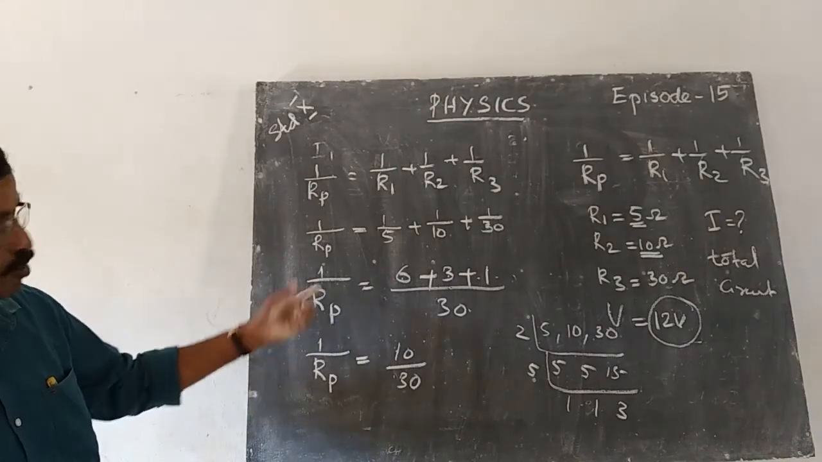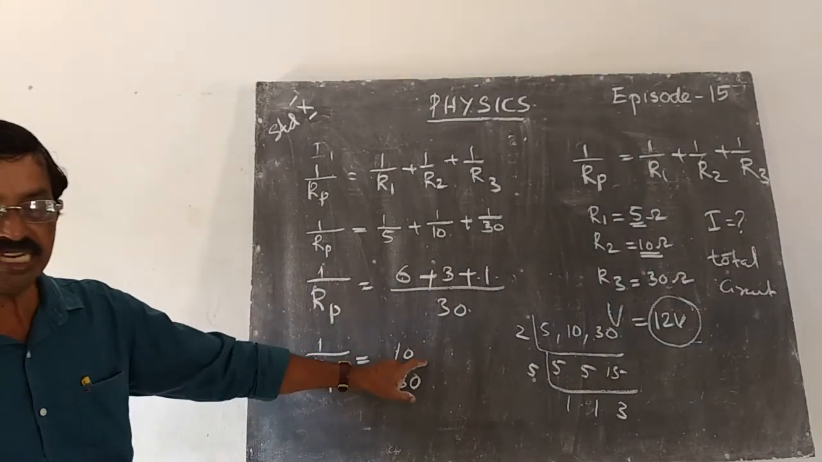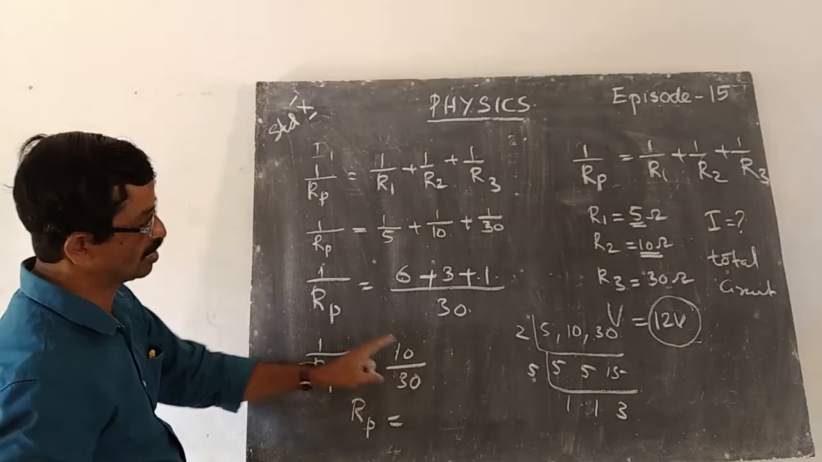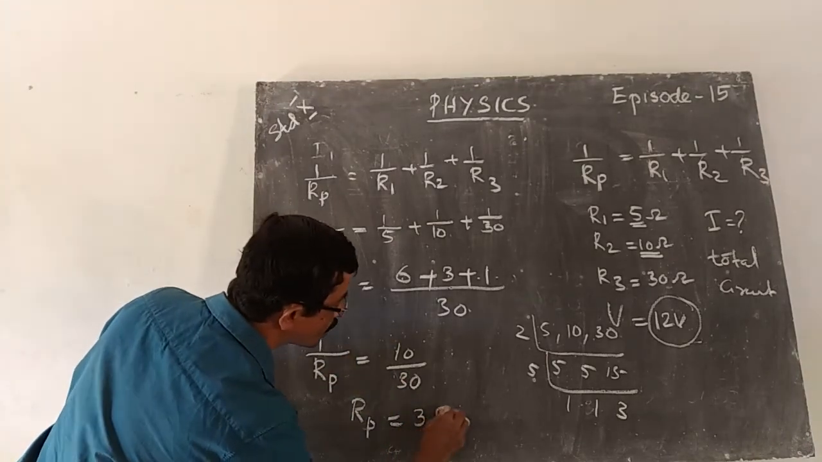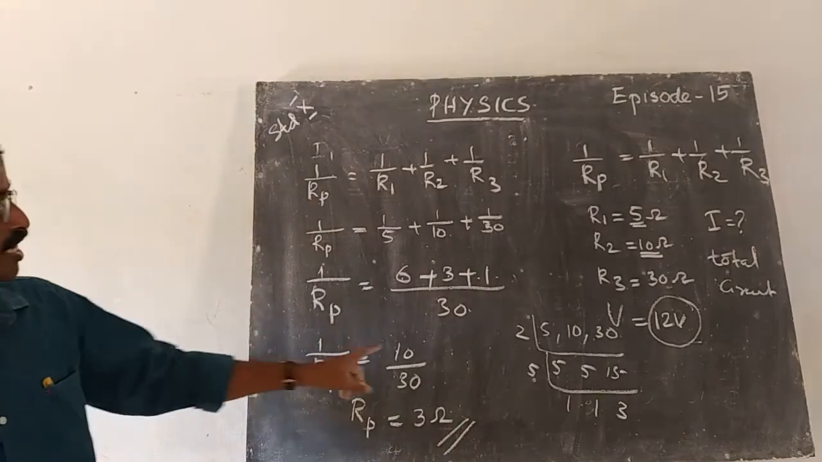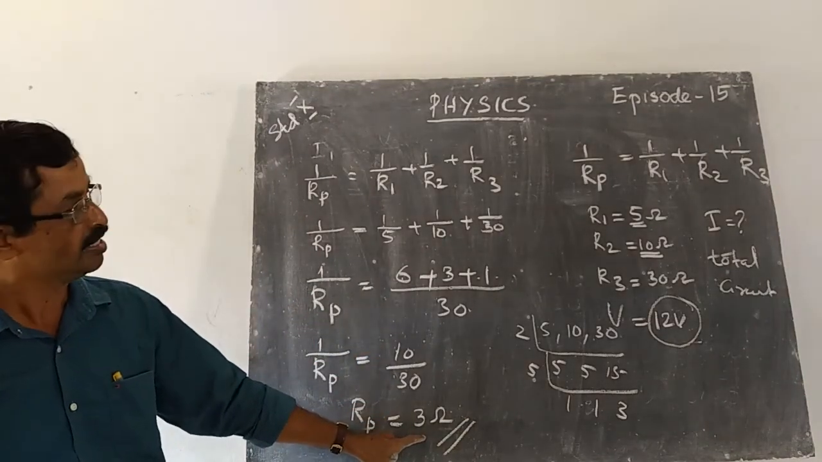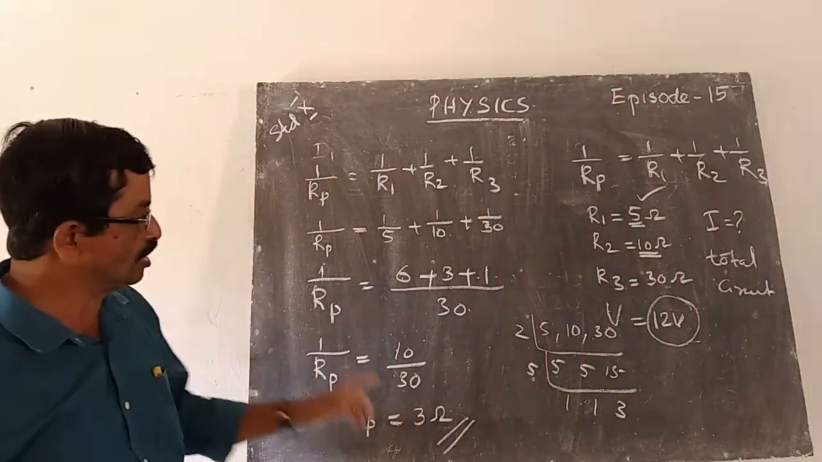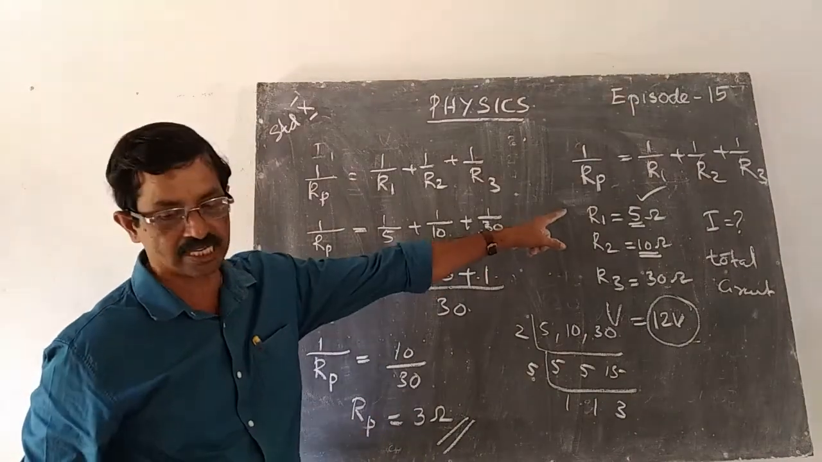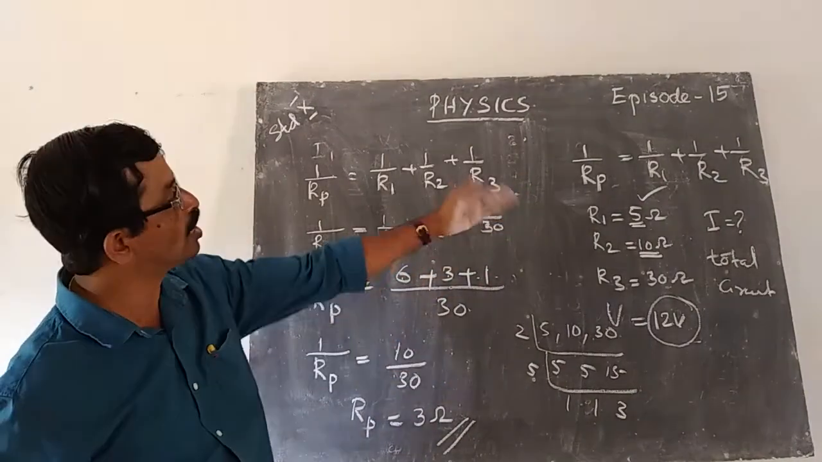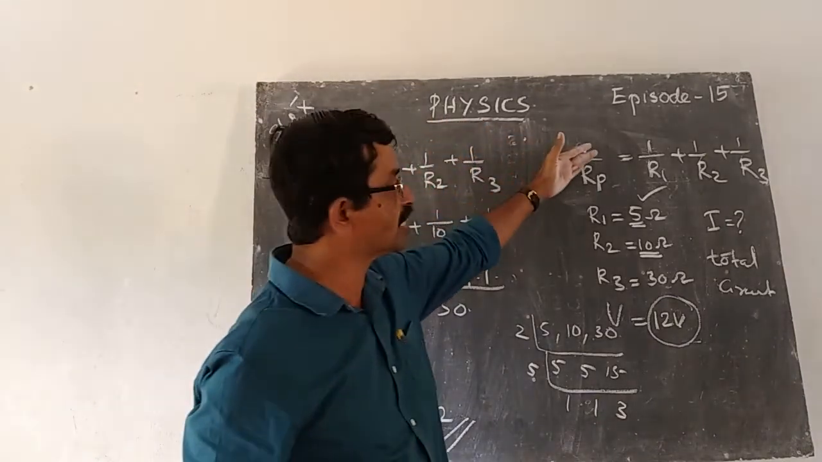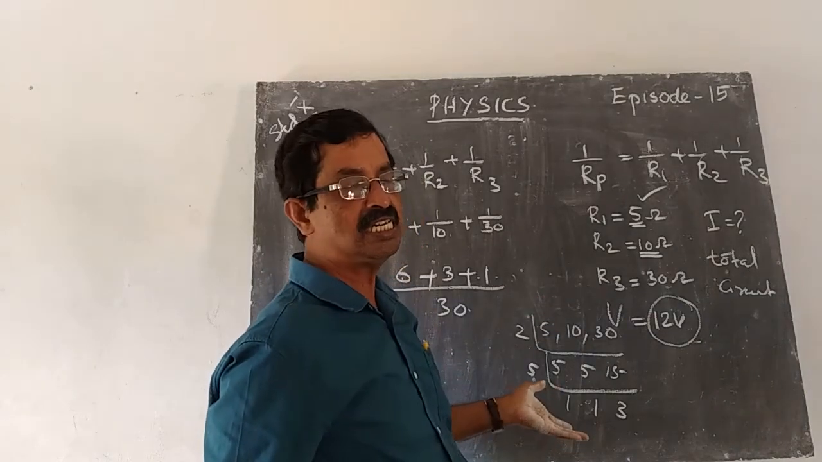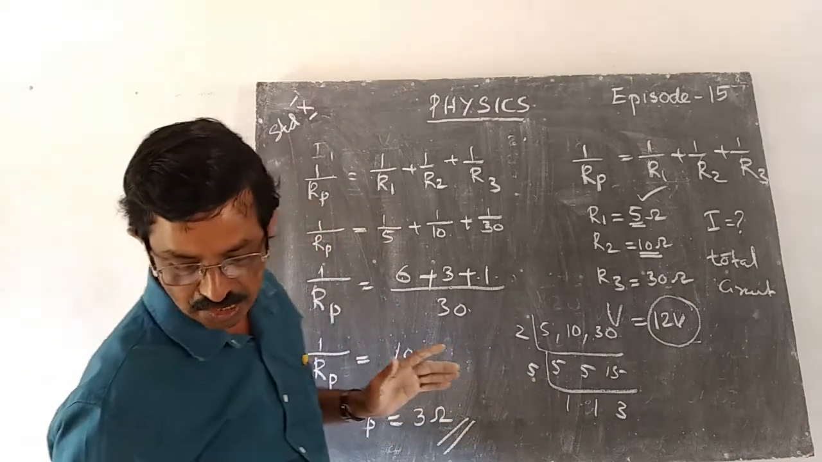Now we want to find Rp, the resistance when connected in parallel, not its reciprocal. So we take the reciprocal on both sides. Then we get Rp by 1, that means Rp, is 30 by 10. 30 by 10 is 3 ohm. See here, the smallest resistance we connected was 5 ohm, but now its effective resistance is smaller than that. That means when we connect resistors in parallel, the total resistance in the circuit becomes less than the smallest resistance included in the circuit.